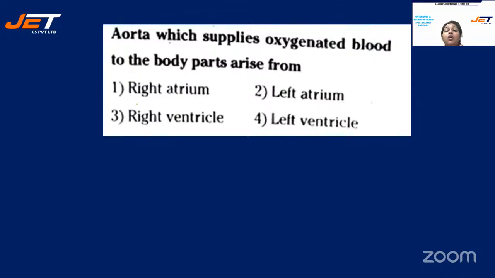Next question. Aorta, which supplies oxygenated blood to the body parts, arise from right atrium, left atrium, right ventricle, or left ventricle. Yes, students, the correct answer for this question will be left ventricle.